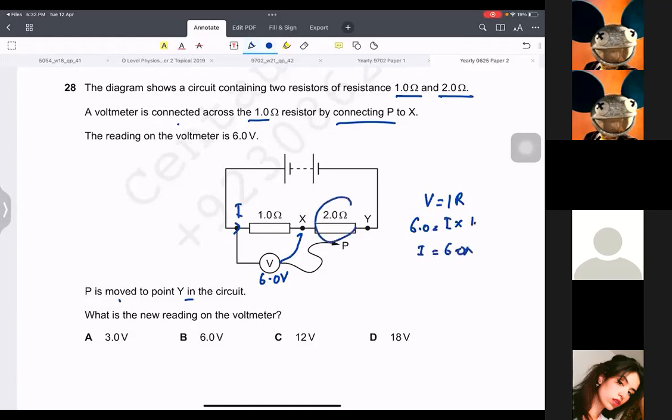Now we're going to find the voltage here. So voltage here will be V equals IR. Current is 6 and the resistance is 2. So voltage has to be 12 volts. Now if this is 6 volts and this is 12 volts, then the total in series is going to be 18. Okay, any questions? Please let me know.